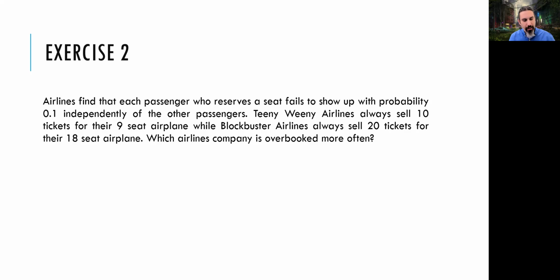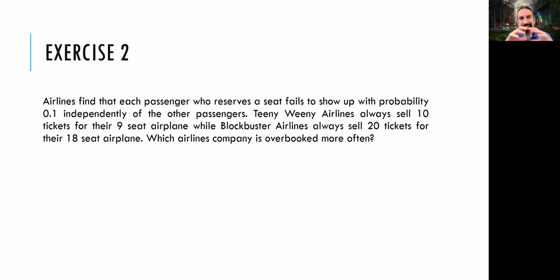Let's say in the first one, we have 9 seats for passengers and 10 passengers. If all the passengers come, it will be overbooked. So we are making a trial again. We have 10 different passengers, so the number of trials is 10. And we are looking for the scenario where all 10 of them come.